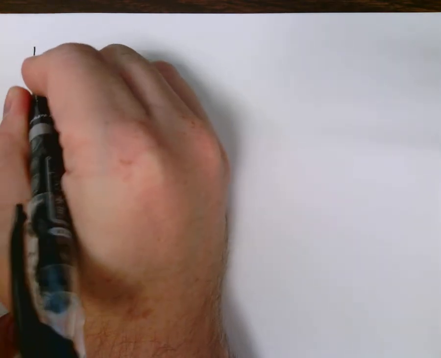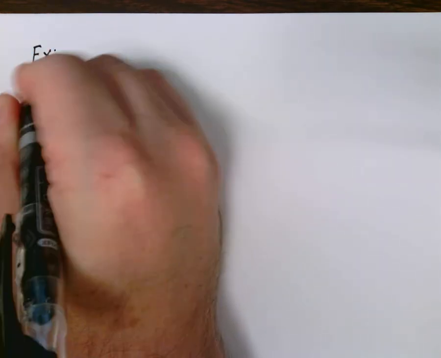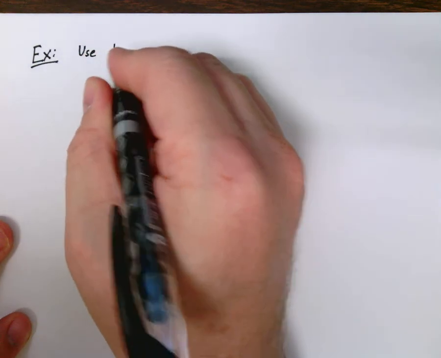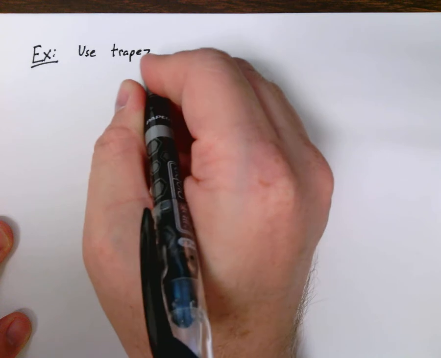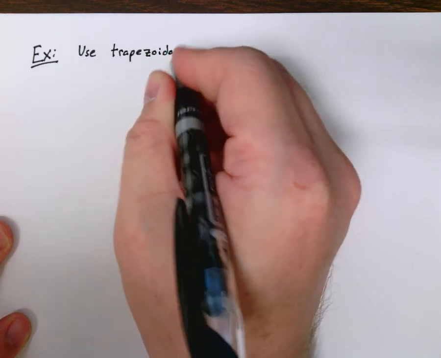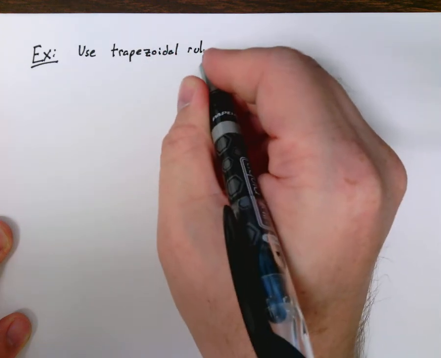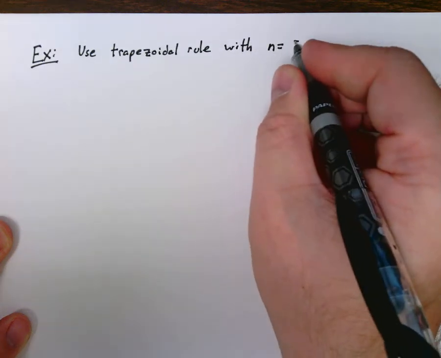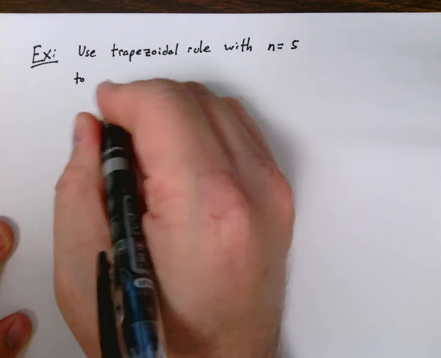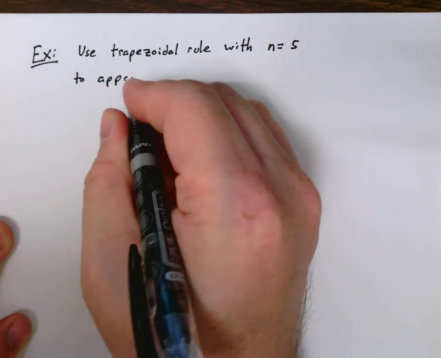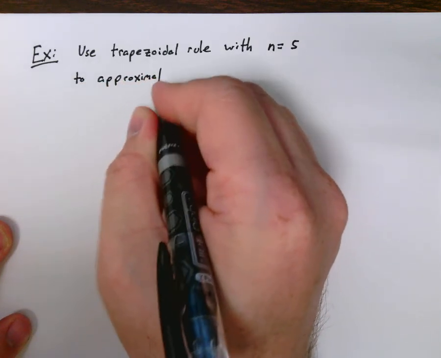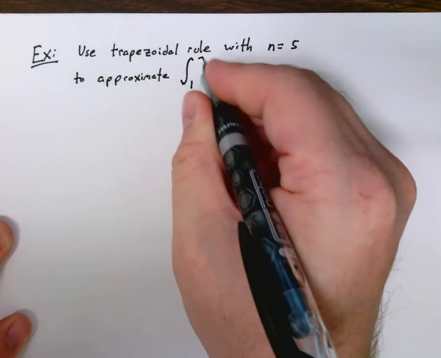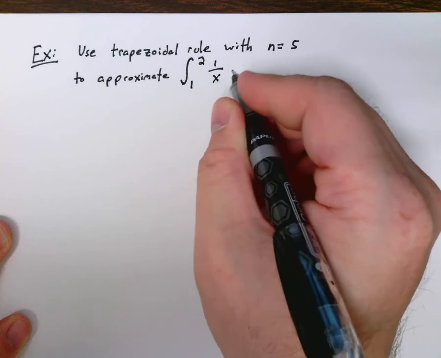So let's try an example with the trapezoid. So we're going to use the trapezoidal rule with n is equal to 5 to approximate the integral from 1 to 2, say 1 over x dx.